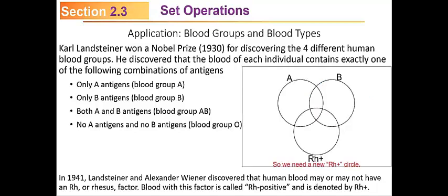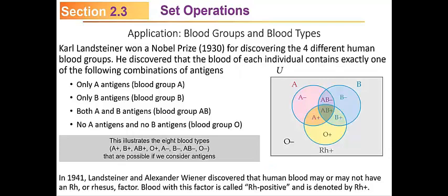Once the Rh factor was discovered, the Venn diagram goes from having 2 sets, A and B, to having 3 sets: A, B, and then a circle for the Rh positive factor, for having the Rh factor. That's Rh positive, so we throw in an Rh plus circle. It makes it more complicated, but it does explain how the Rh factor fits in with the blood types.